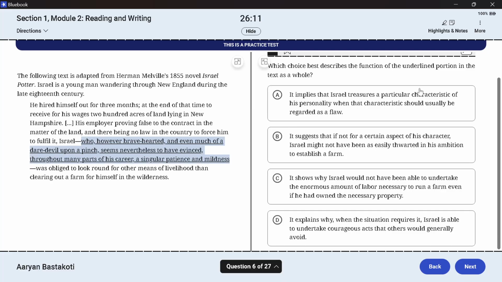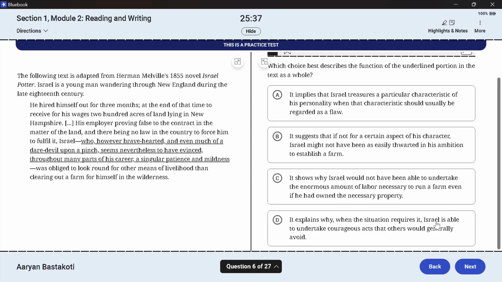It implies that Israel treasures a particular characteristic of his personality when the characteristic should be usually regarded as a flaw. Not really. It suggests that if not for a certain aspect of his character, Israel might not have been easily thwarted in his ambition to establish a farm. Not really. This is talking the opposite of this part. If you do not understand, please read it again. It shows why Israel would not have been able to undertake the enormous amount of labor necessary to run a farm. It does not talk about the labor required at all.